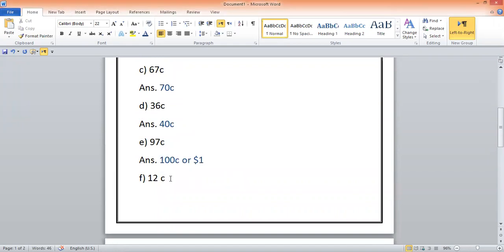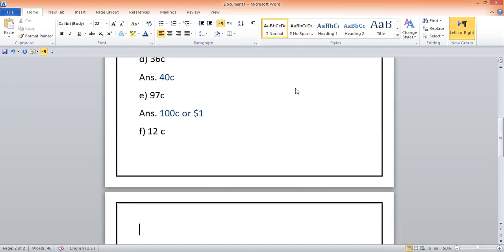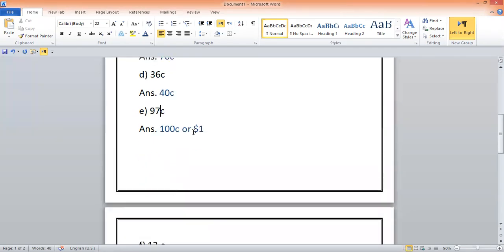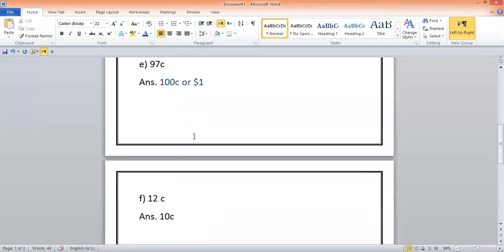12 cent. Yes, guys. 12 cent. 10 cents. That's very good. It is 10 cent. Again, 7 is greater than 5. So you will add 1 in 9, making 10, and 0 on the ones as it is. Or $1 because 100 cent is equal to $1. So you can also write $1.